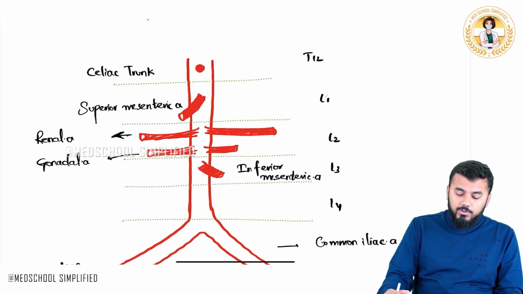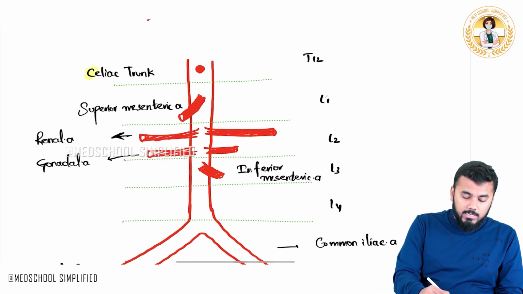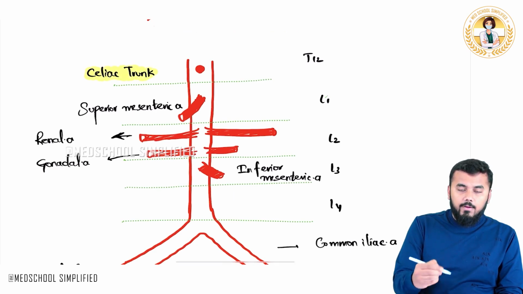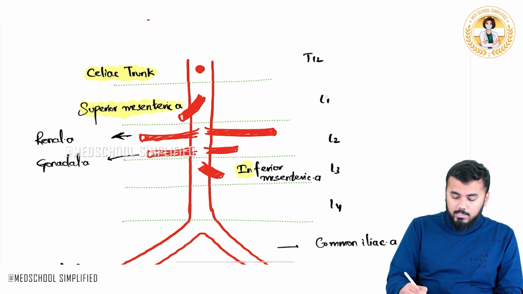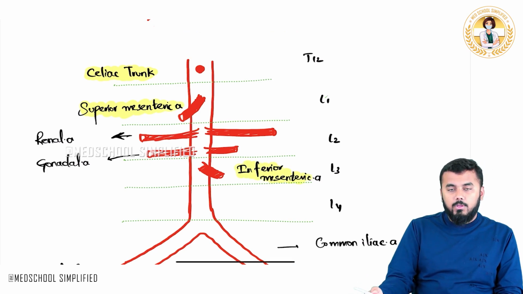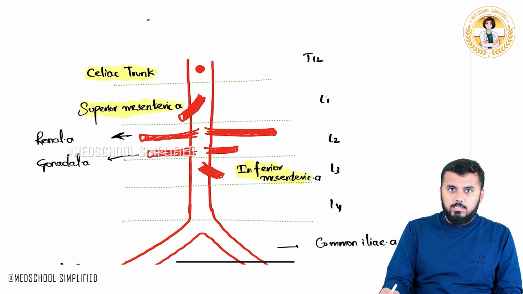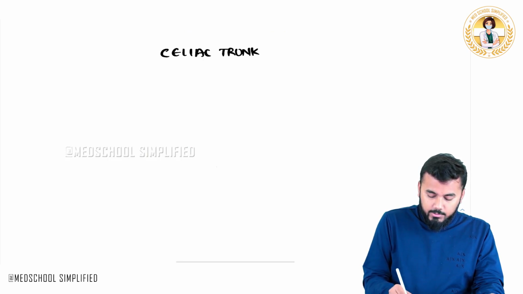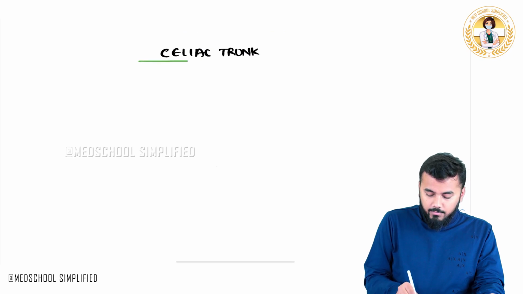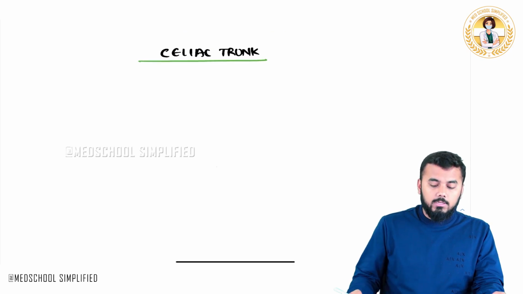Okay, so now we shall be discussing the celiac trunk first. After that we shall discuss the superior mesenteric artery as well as the inferior mesenteric artery. Okay, these are the main branches. So what are the branches of the celiac trunk, superior and inferior mesenteric artery? We shall discuss in a complete lecture now. So now we shall be discussing the celiac trunk and its branches. Okay, we shall have a complete focus on the celiac trunk and its branches.